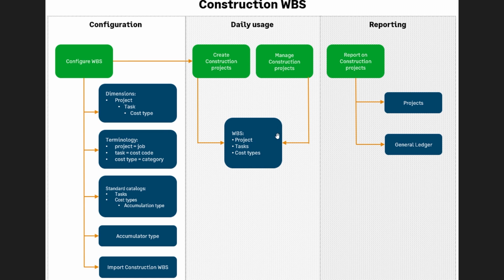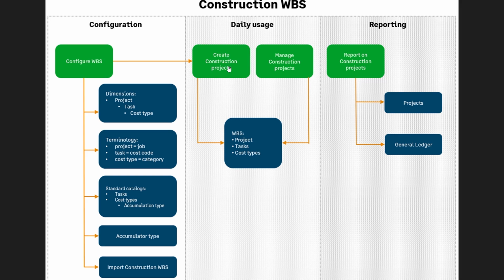So first off, to have the WBS in place, you need to set up everything in order. You're going to need to set up your project dimension, your task or cost code dimension, and then your cost type dimension. And then you can define your standard catalogs in that order.